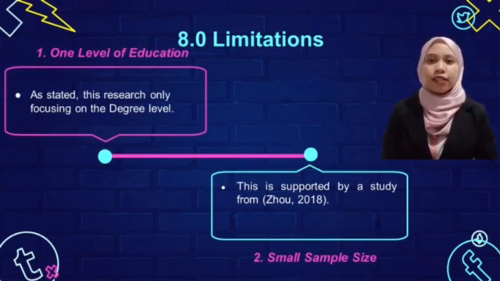The second limitation is the small sample size. As mentioned, this study only distributed to 120 respondents. This is supported by a study from Zool, 2018. This research mentions that one of the reasons is the use of a small sample size, which could be one cause of inconsistency in the result outcome.